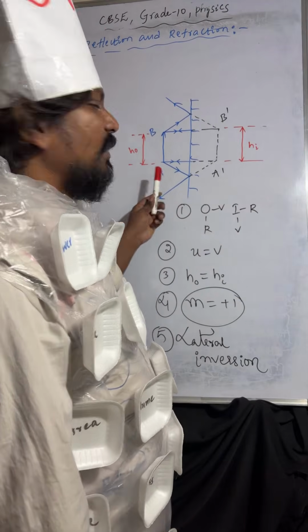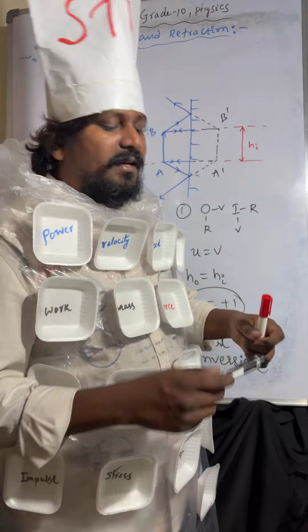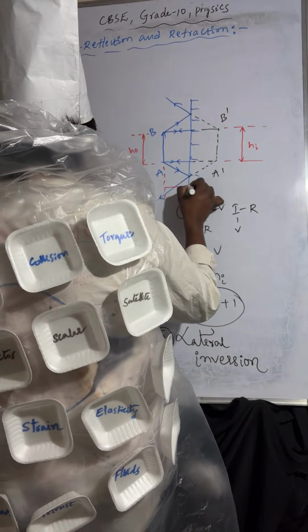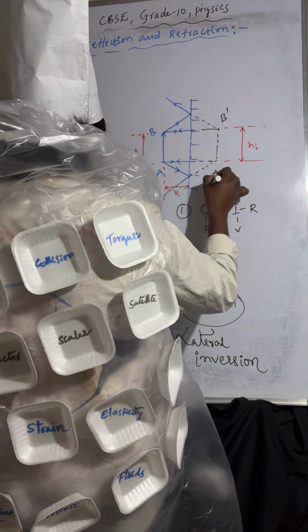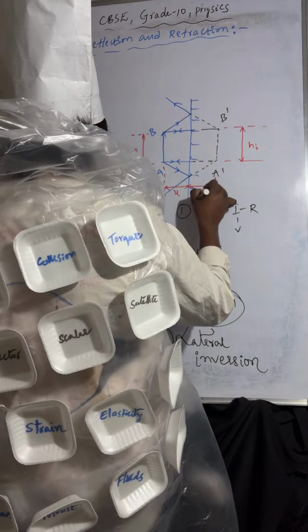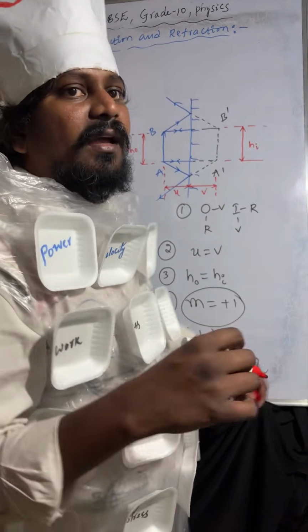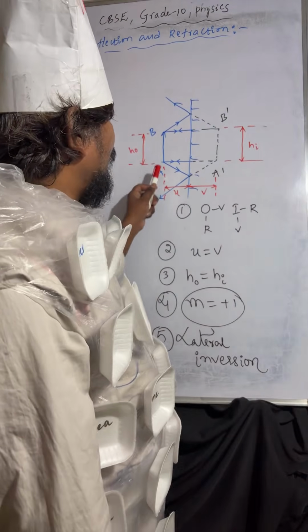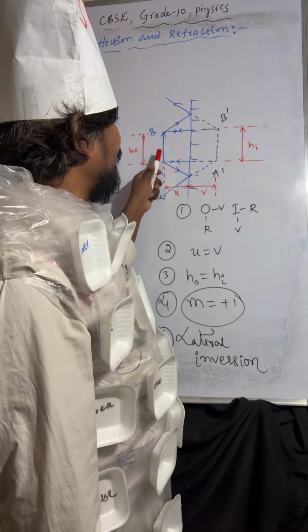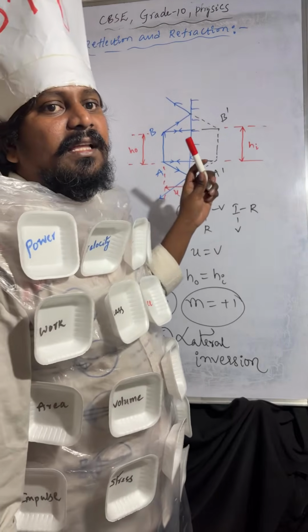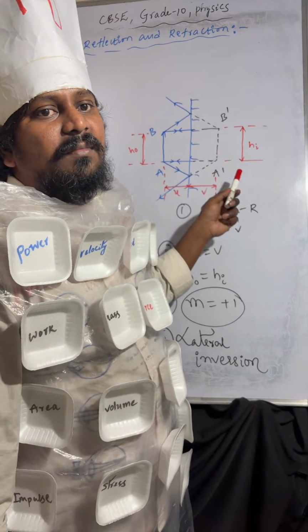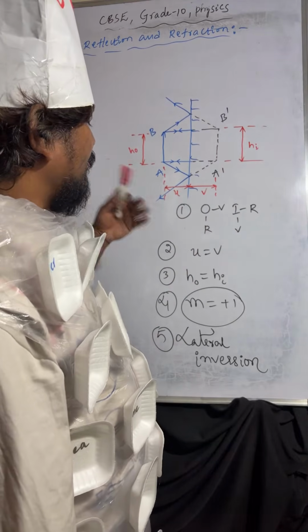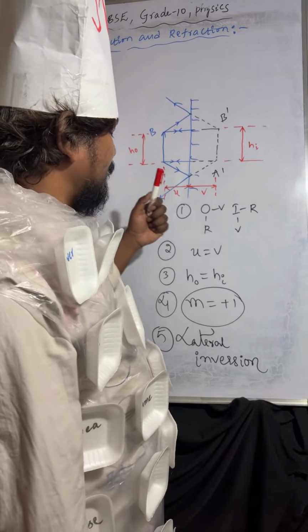Coming to the next one, the distance between the object and the mirror is called object distance, and the distance between the mirror and the image is called image distance. And here the height of the object is equal to the height of the image, and the magnification is +1.